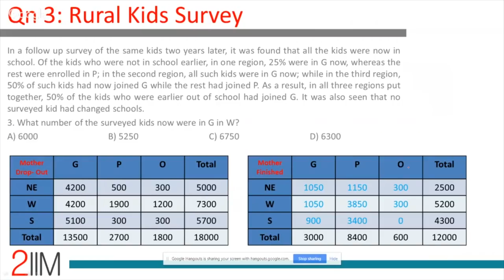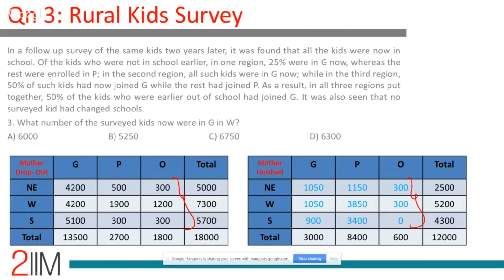In a follow-up survey of the same kids 2 years later, it was found that all the kids were now in school. Super. Starting point, all of these have gone to school. They joined school. Of the kids who were not in school earlier, in one region, 25% were in school now. So either Northeast or West or South, 25% were in school. In the second region, all such kids were in G now. So 25% in one region, 100% in another region.